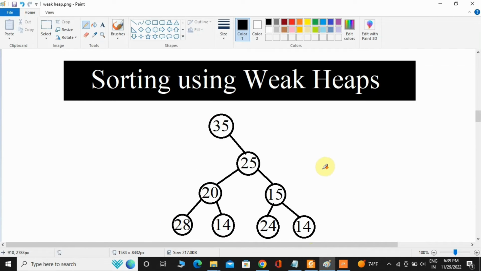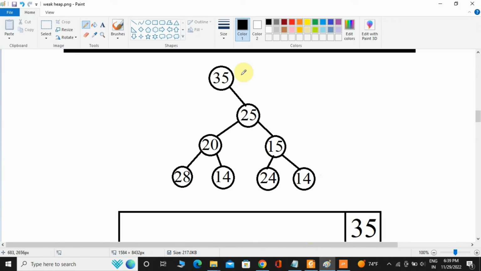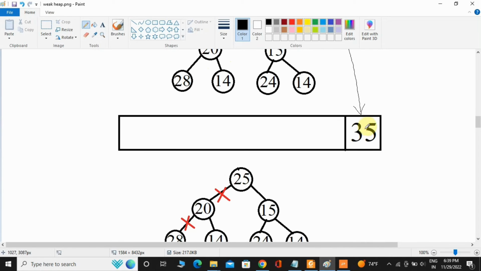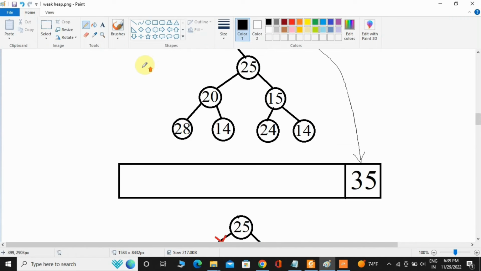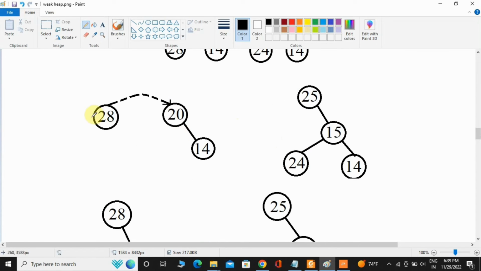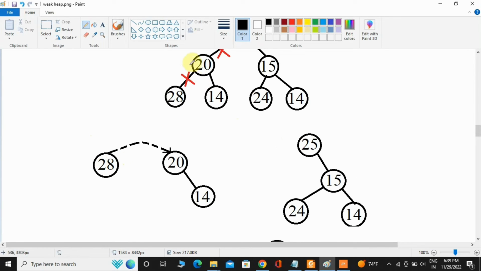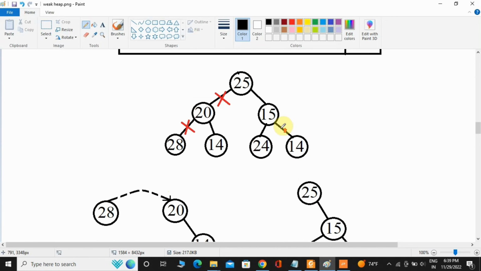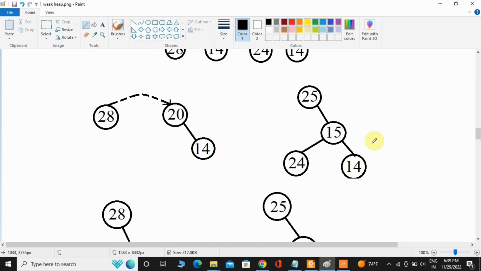So this is a weak heap. What we do is we take the root value of the weak heap and place it at the last position of an array. So 35 has been placed in the last position of a given array. So now the leftover heap would look like this. Now we unlink these two branches. It's going to look like this. So 28 is here and 14 tree is here, and the remaining right subtree is here.